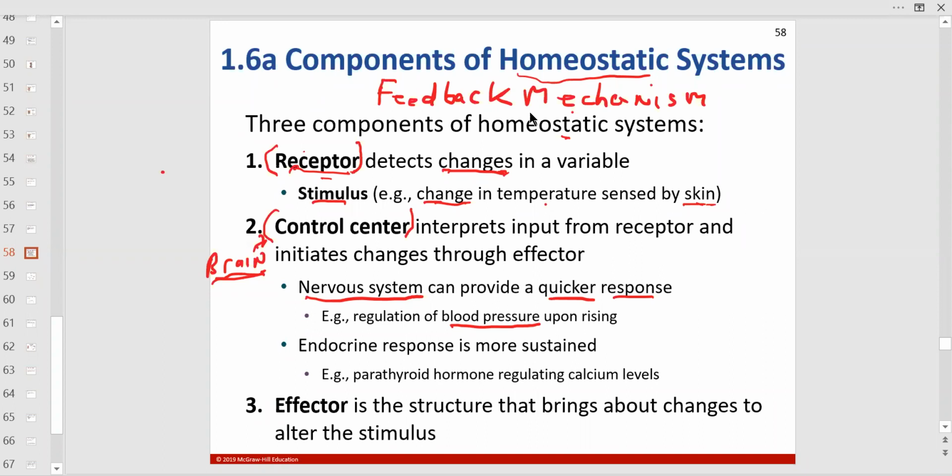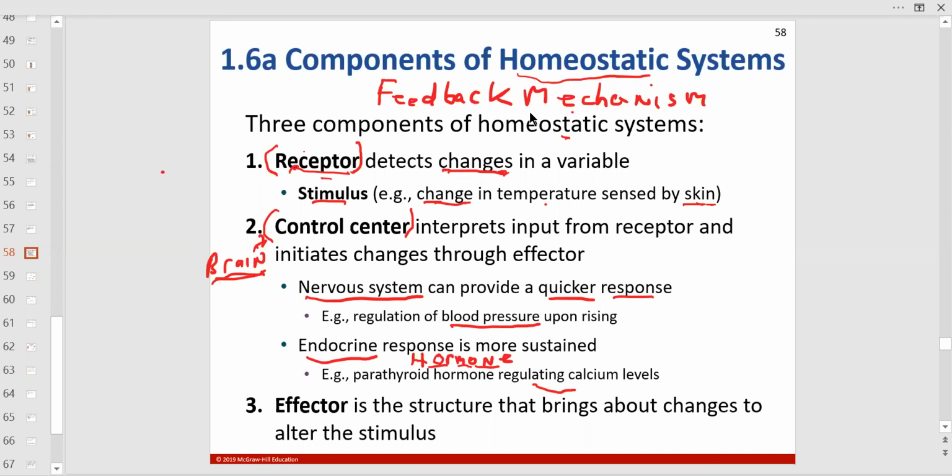The slower version is the endocrine response. Remember, these are hormones. Remember what I said about endocrine? It secretes its substances or chemical messengers directly into the blood, as opposed to exocrine, which secretes into ducts or out of the body. So I'm talking about hormones regulating. Hormones can regulate blood pressure. Hormones, of course, you're going to learn a lot about calcium-regulating hormones.